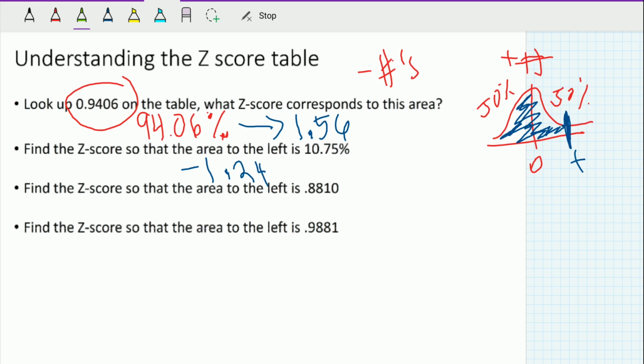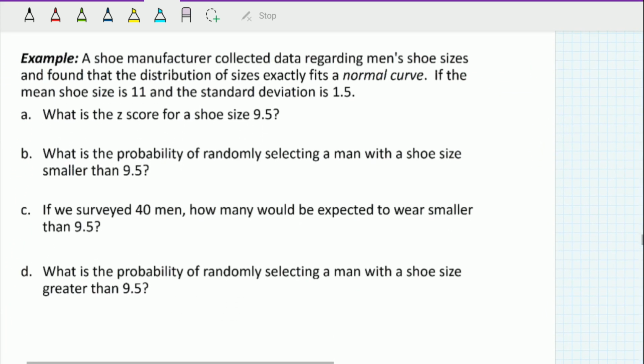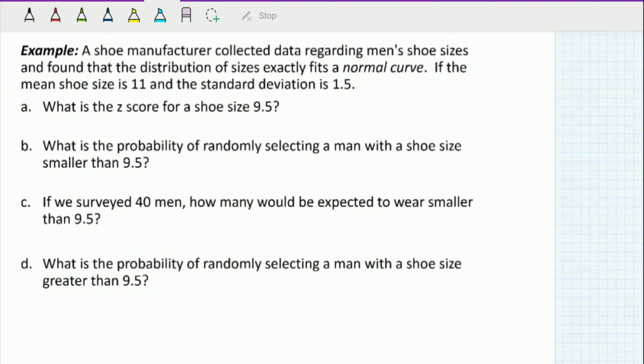The next one says find the z-score so that the area to the left is 0.8810. Again, that's looking at the z-score table and realizing it's 1.18. And then finally, find the z-score so that the area to the left is 0.9881, and that'll give you 2.26. So you really have to have the z-score table in front of you, or at least opened up in a different tab or anything like that. Let me give you an example of how you would use this, completely.